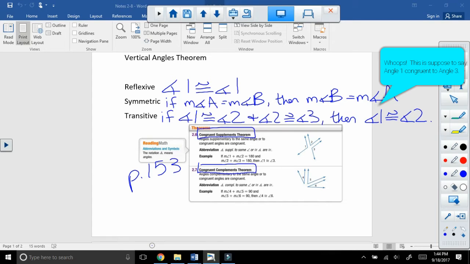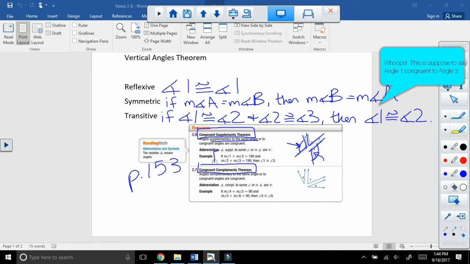it's saying. So the congruent supplements theorem says you have two angles that are congruent that are supplementary to the same angle. So here in this picture, angle 1 is supplementary with angle 2. Also, angle 3 is supplementary with angle 2. So I have these two angles that are supplementary to the same angle. Well, that would let you know that angle 1 is congruent to angle 3. So it's called the congruent supplements theorem.